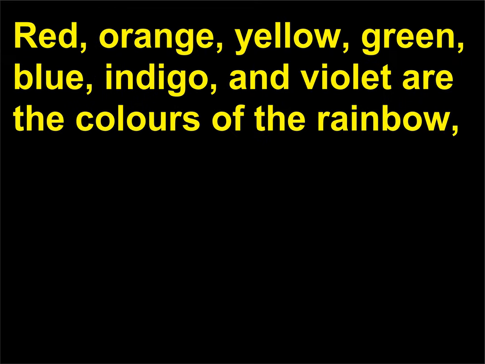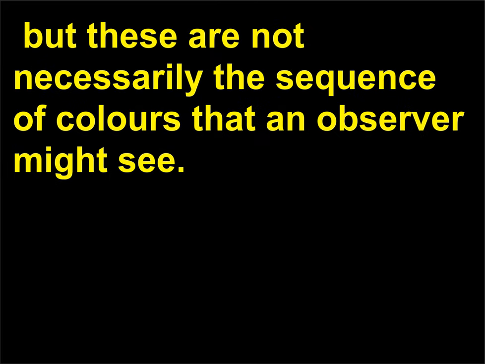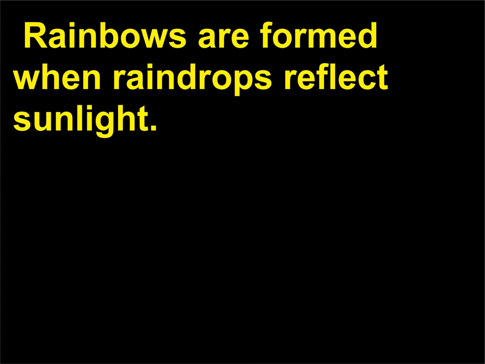Red, orange, yellow, green, blue, indigo, and violet are the colors of the rainbow. But these are not necessarily the sequence of colors that an observer might see. Rainbows are formed when raindrops reflect sunlight.